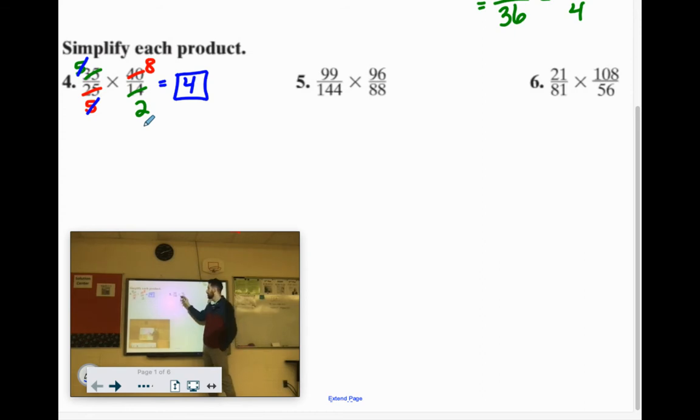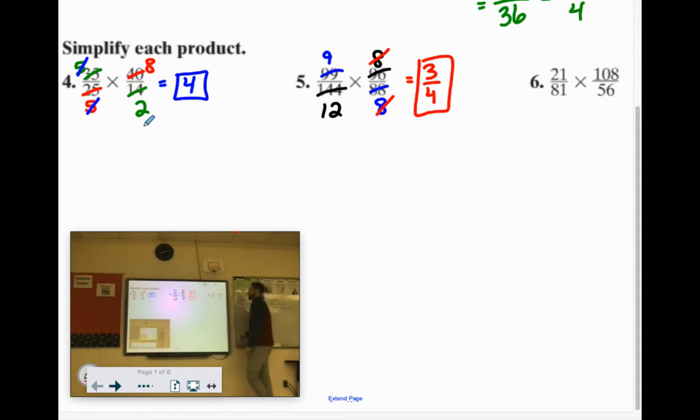99, 144, 96, 88. 88 and 99, 11 goes into both of those. Goes into 99 9 times. Goes into 88 8 times. 96 and 144 are both divisible by 12. 12 goes into 96 8 times. 12 goes into 144 12 times. Hey, I see an 8 over 8. 8 divided by 8 is just 1, so those cancel each other out. So we're left with 9/12, which would simplify to 3/4.